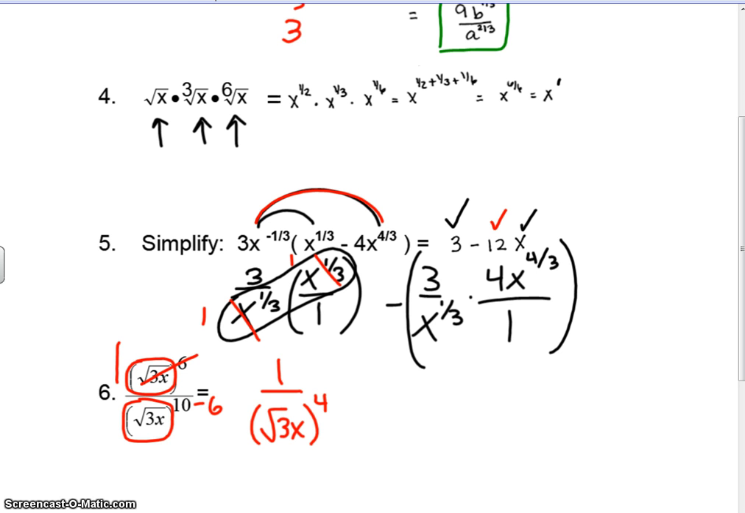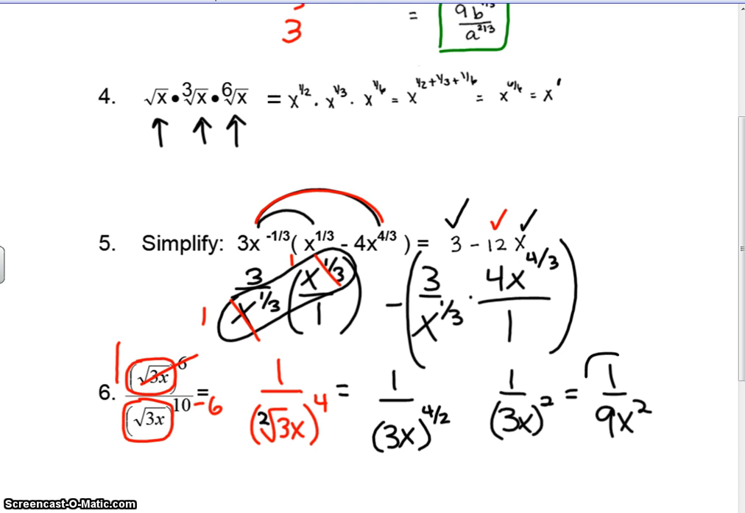I have a square root and a power of 4, so I'm going to rewrite this as 1 over 3x to the 4 over 2 power. This is what we learned in this lesson 37 about rational exponents. And 4 divided by 2 is 2. So 1 over 3x squared, which is 1 over 9x squared. So that's your answer.